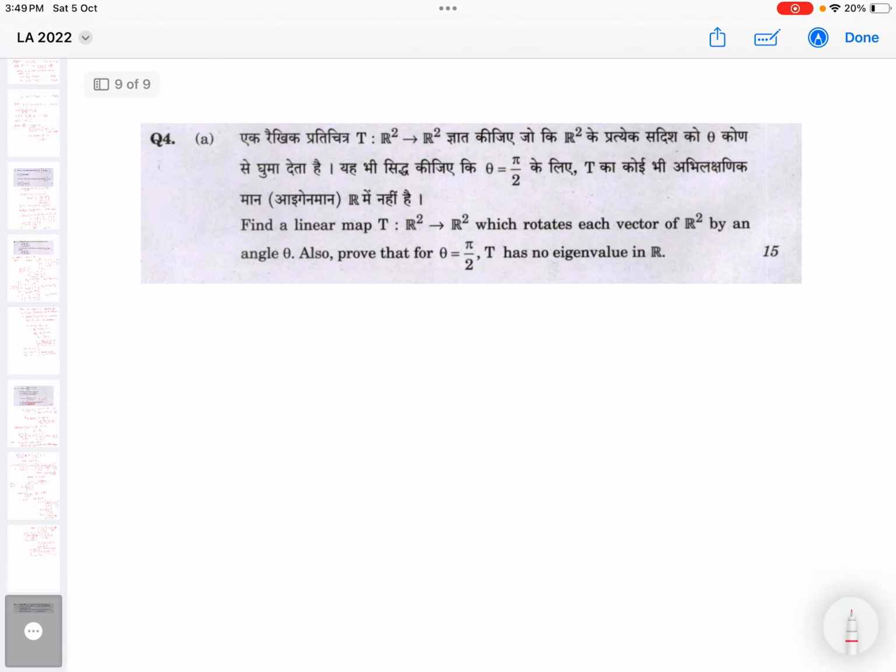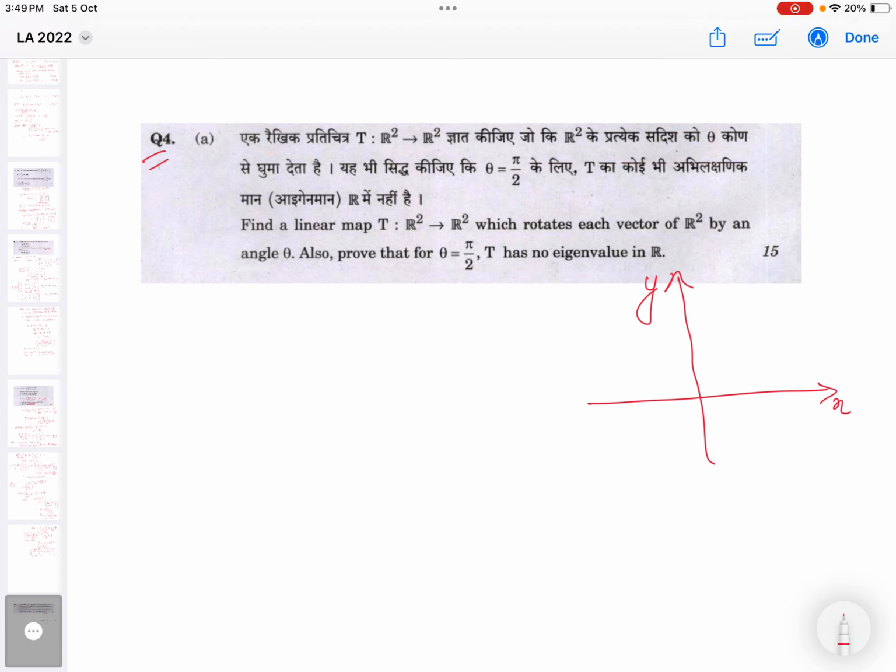So the fourth question. Find a linear map which rotates each vector of R square, like in real space, in the xy plane or any plane, a real plane, by angle theta. Prove that at theta equals pi by 2, T has no eigenvalue. So we can assume it as the xy plane. This R square is nothing but the xy plane, a real plane.